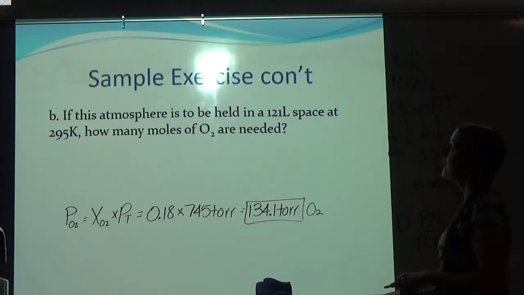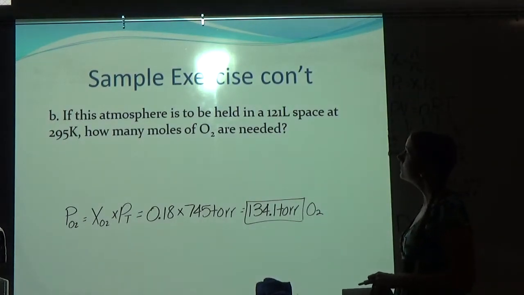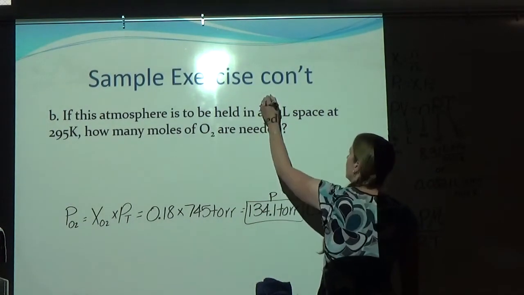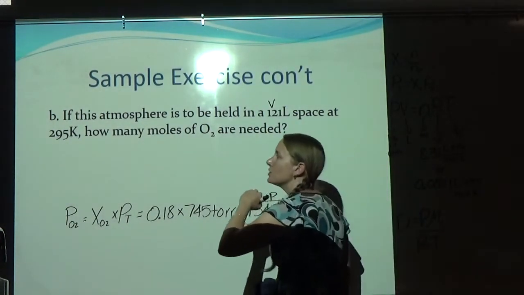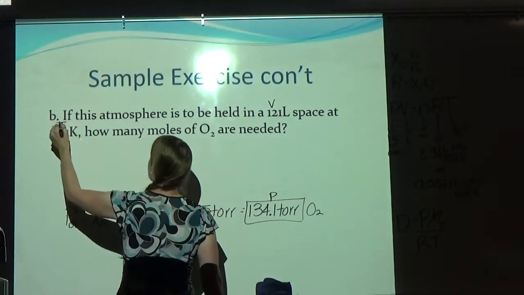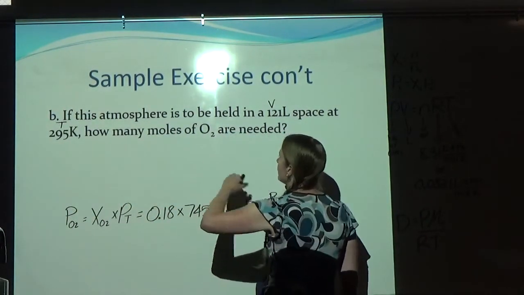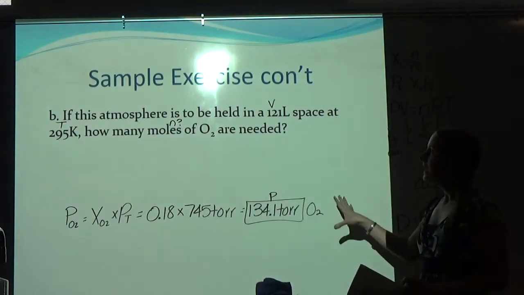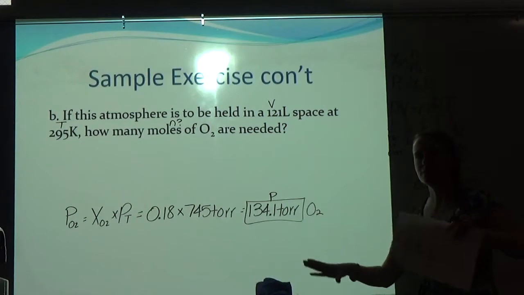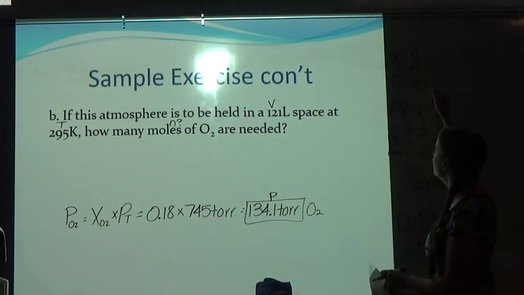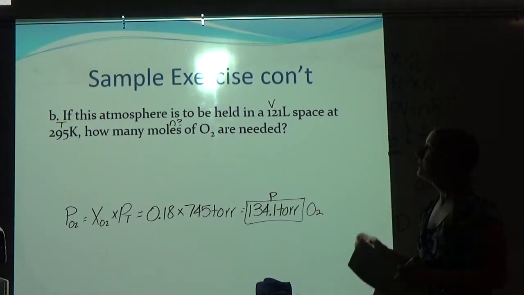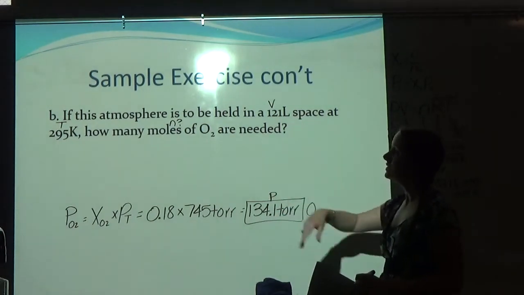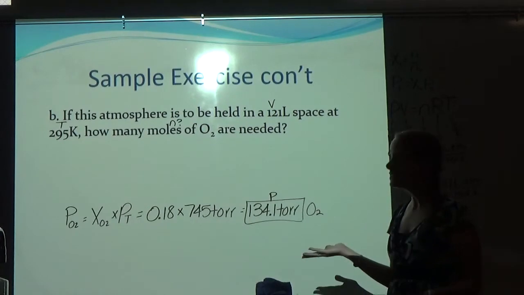So it says, if this atmosphere is to be held in a 121 liter space, so now I have a volume, at 295 kelvins, now I have a temperature, how many moles of O2 are needed? So I'm looking for an N. So again, now all of a sudden I'm seeing P, V, T, N, so I need to think ideal gas law. All right, so I have my pressure from here, I have a volume and temperature, and I'm looking for number of moles.